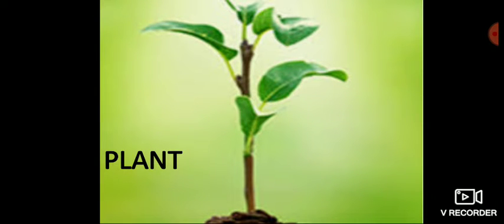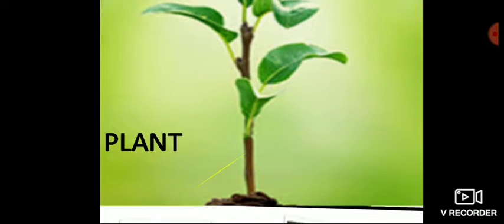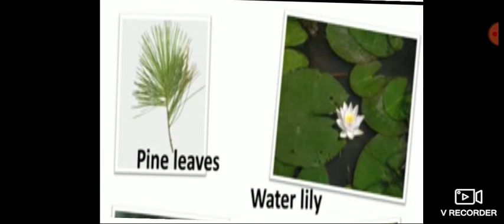Hello students, you can see here the picture of a plant. You know about the parts of a plant: leaf, stem, root. We have learned about stem and roots in our previous video. So, today we learn about what is a leaf, its functions, and modified leaves.